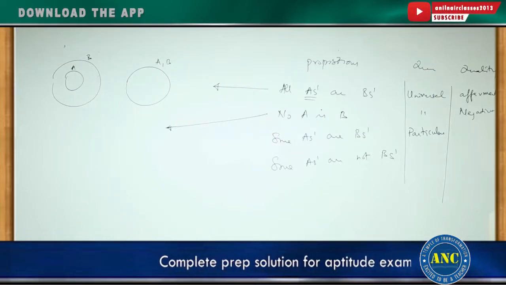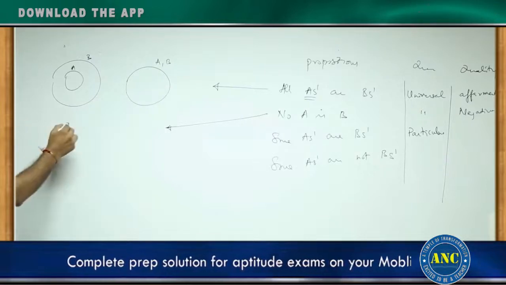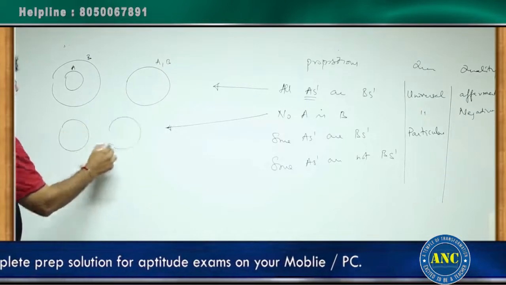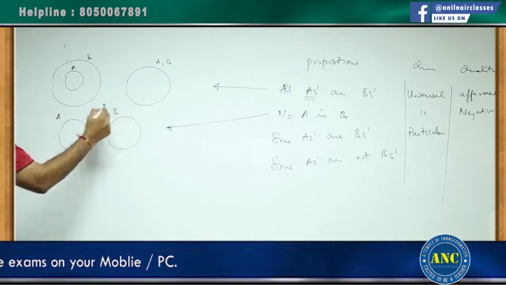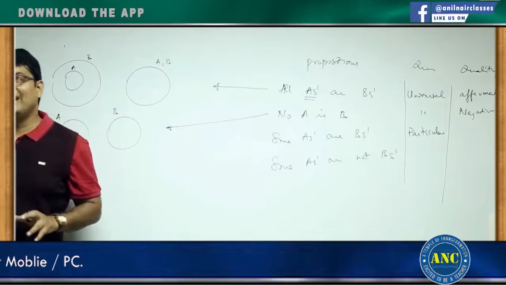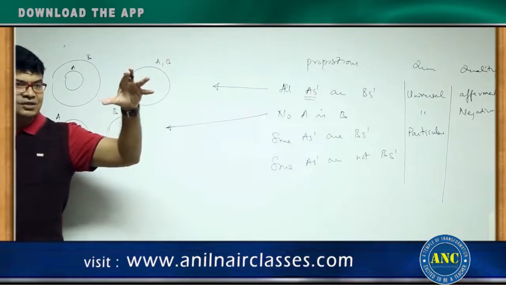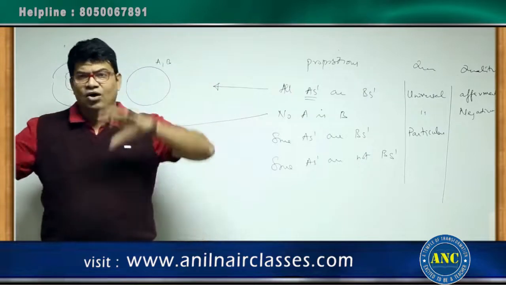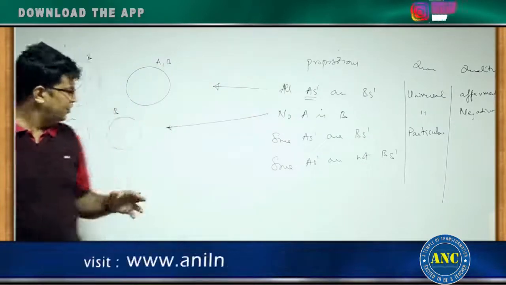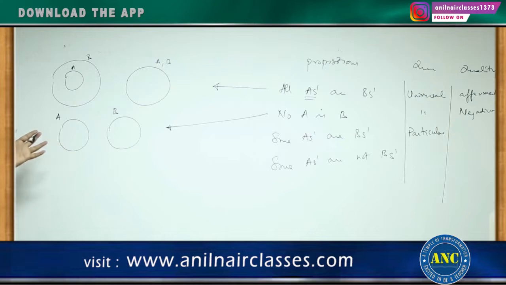I hope everyone is comfortable with no A is B. So no A is B is simple, or all A's are not B's. What does no A is B mean? All A's are not B's. That means they are away from each other. All A's are not B's. Right? So that's the only way we can draw this. Is there any other way?